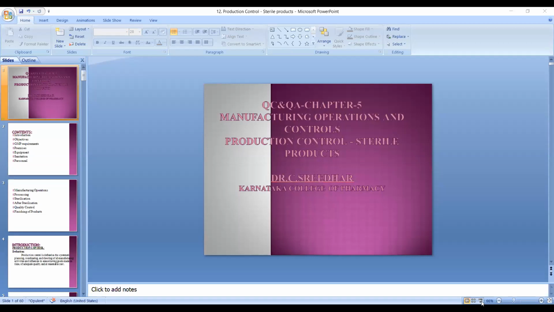In the previous class, I completed chapter 4, which is documentation in the pharmaceutical industry. Today, I will talk about chapter 5, that is manufacturing operations and controls, in particular the production of sterile products.